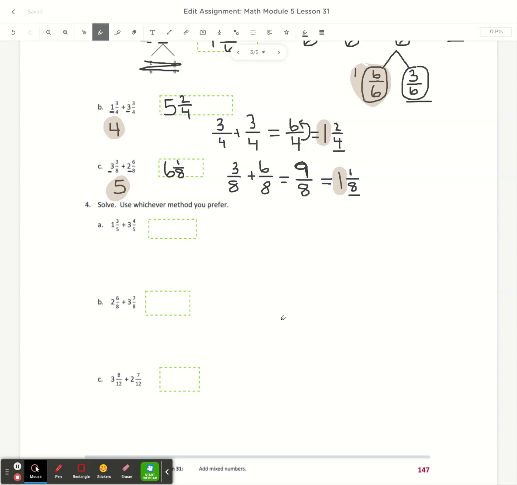Number 4, we're just going to keep on doing the same thing. We're just going to add the whole numbers and the fractions together.